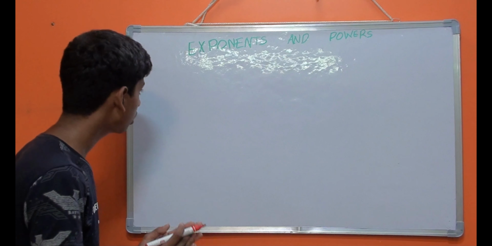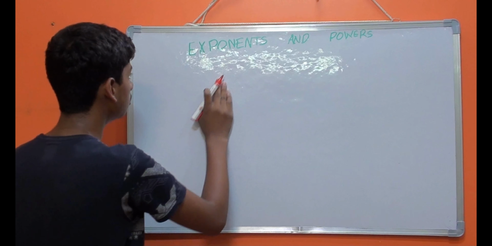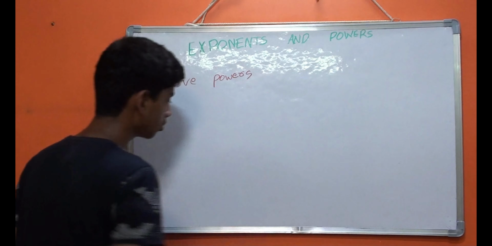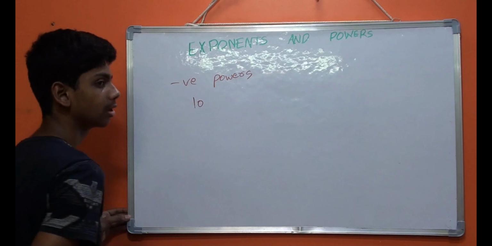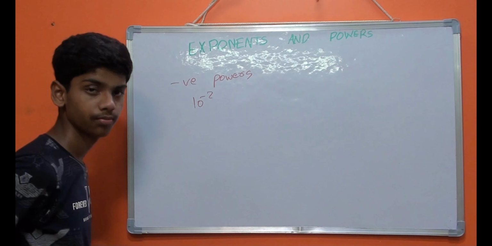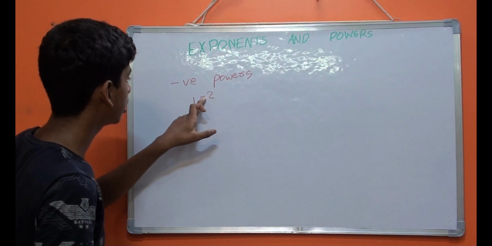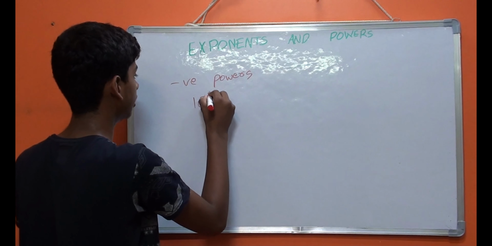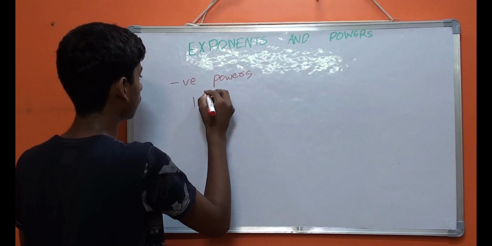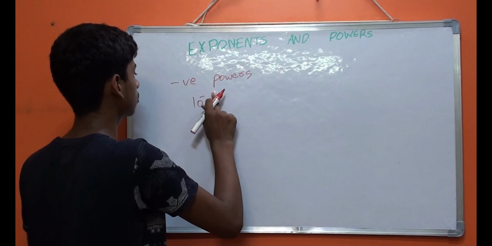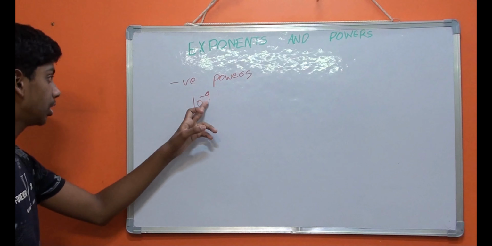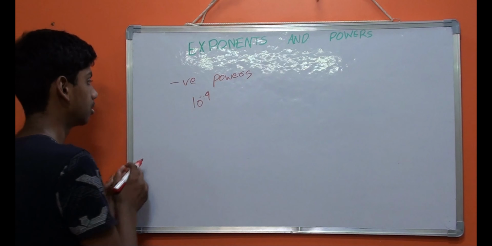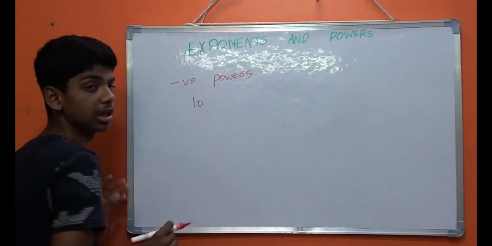So friends, now let's learn about our next topic, which is negative powers. For example, let's take 10 to the power of minus 2. Now here we have a minus. Like this, some would give 8, some 6, some 9. Here, what does this minus mean? Now let's see what it means.